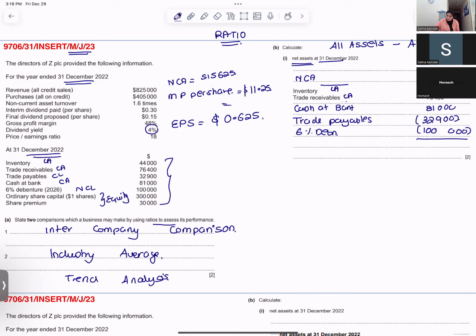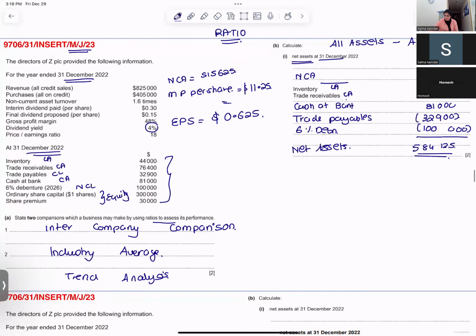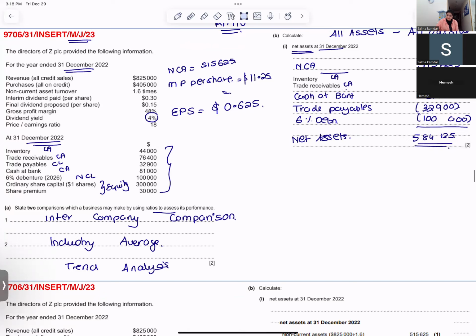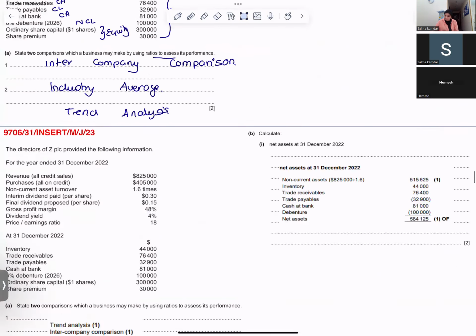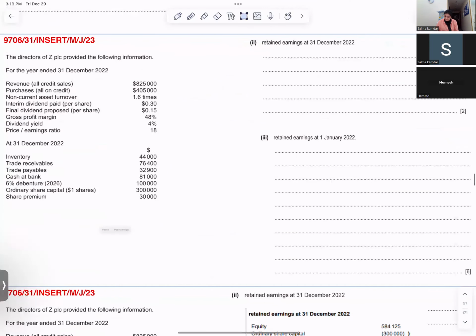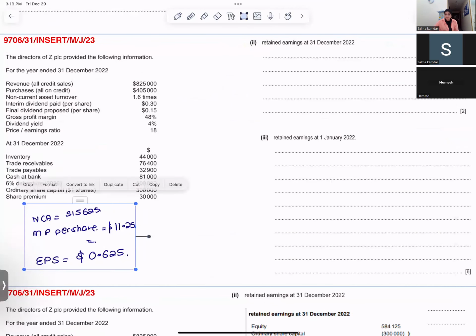Now what is your net assets? All assets minus all liabilities. This is becoming 584,125. Are you with me? Yeah, miss. I got the same figure. Can I proceed? Sure, miss. Now they want us to find what?